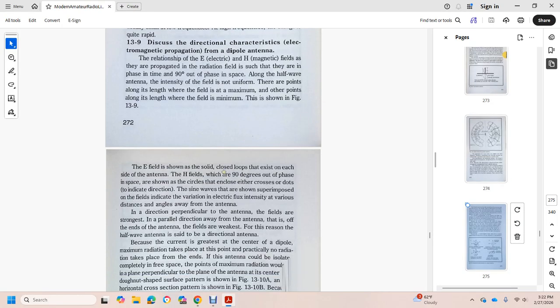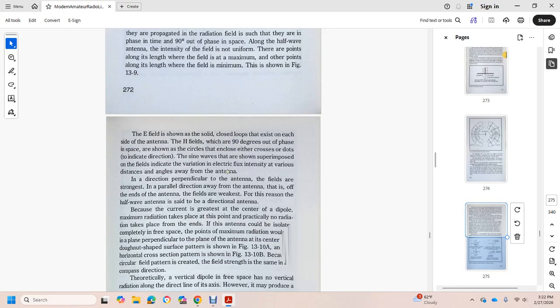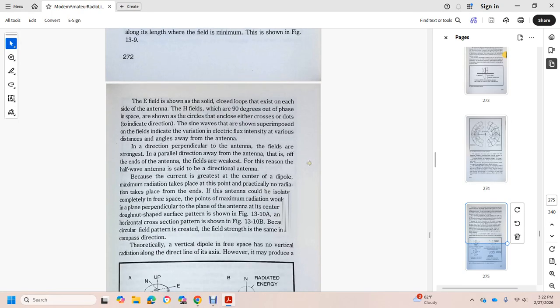Same with the dipole, the maximum radiation takes place at the point with practically no radiation at the end. If the antenna could be isolated completely in free space, the points of maximum radiation would be in a plane perpendicular to the antenna, shown with the donut shape, served with the pattern in figure 13.10A, with the horizontal cross-section pattern shown in figure 13.10B, because of the circular field pattern with the field strength the same in all compass directions.